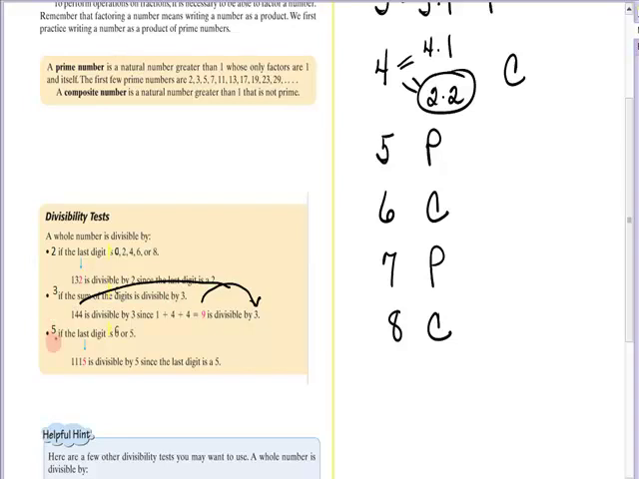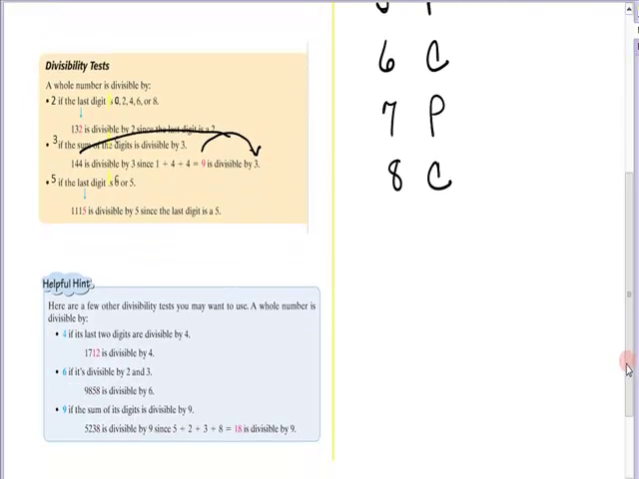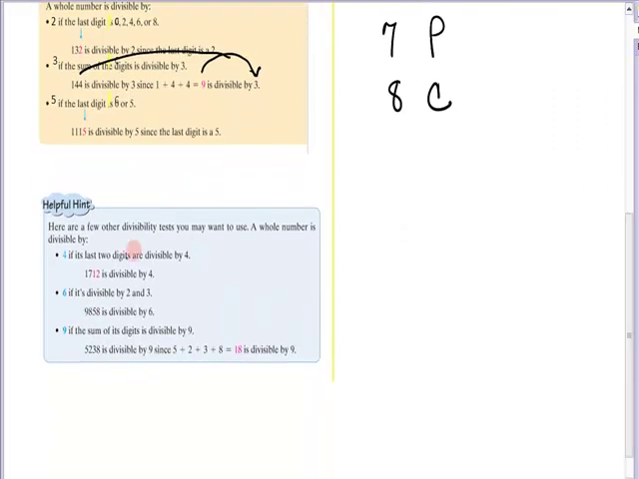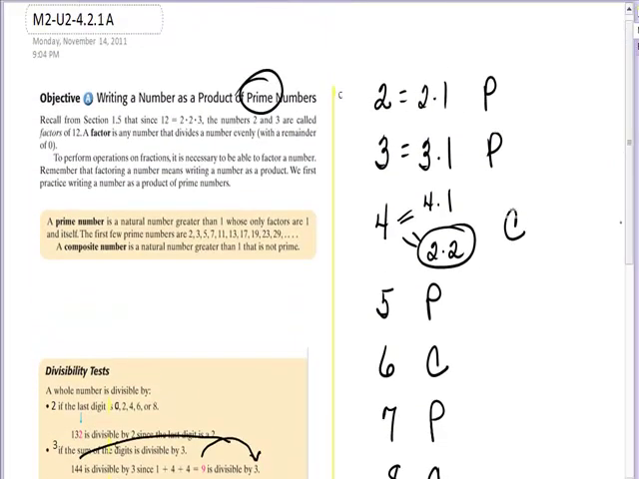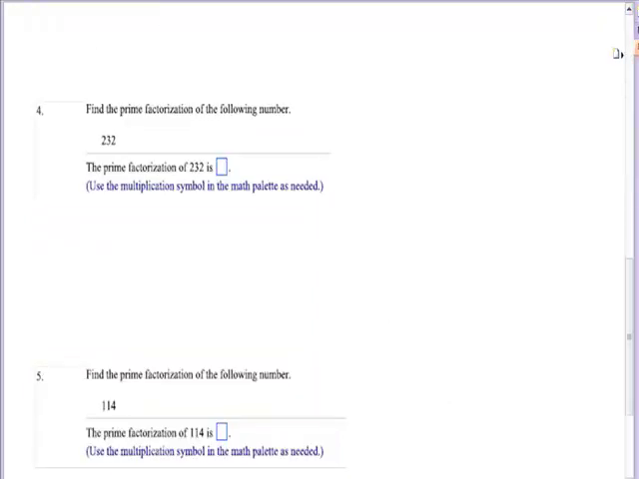And a number is divisible by 5 if it ends in a 0 or a 5. There are a few other divisibility tips, and you might want to write these down. That's totally up to you, but these first ones are very helpful. All right, what we're going to do in this lesson is come up with the prime factorization of any number. Let's take a look.